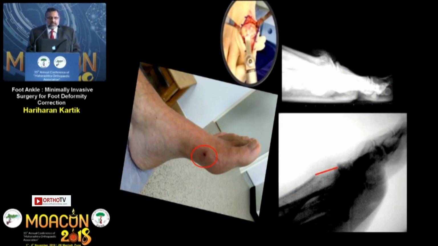And that's what it looks like. It's a really tiny incision. There are no sutures. And the cut that you get in the dorsum of the first metatarsal head is almost exactly like what you would get with a saw blade.